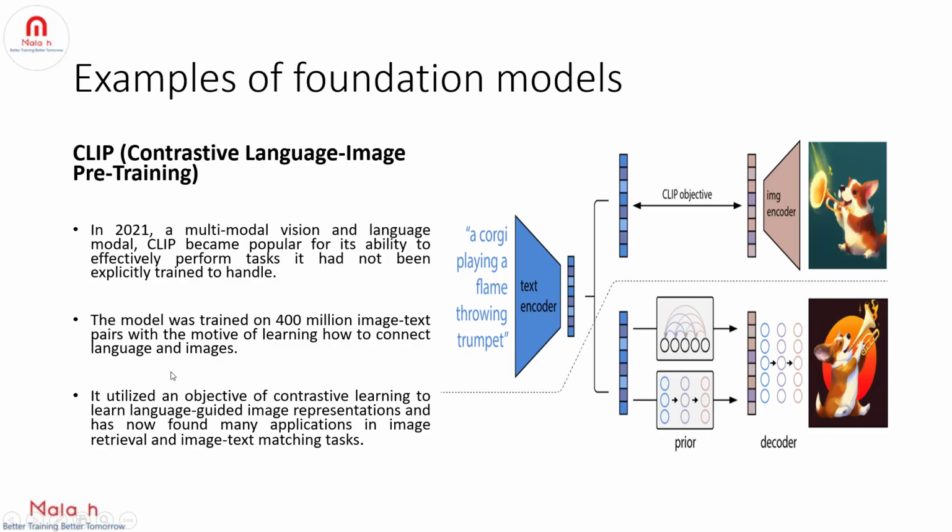So by using this CLIP model, you can connect language and images, and it utilized an objective of contrastive learning to learn language-guided image representations, and has now found many applications in image retrieval and image-text matching tasks, right? So you can see here the image encoder. So this is a corgi playing a flame-throwing trumpet, right? So that's about the CLIP foundation model.